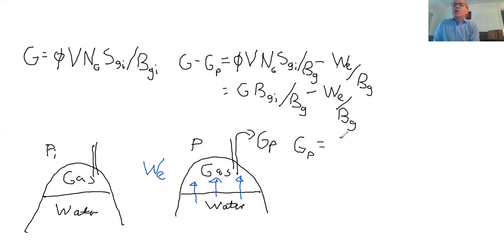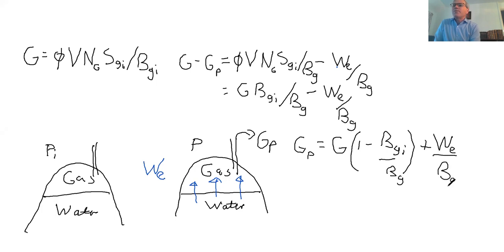can be written as G. Okay. Then what have we got? We've got 1 minus BGI over BG. Okay. And then plus, this is the key thing, plus WE over BG. So that equation is the material balance equation with water influx.